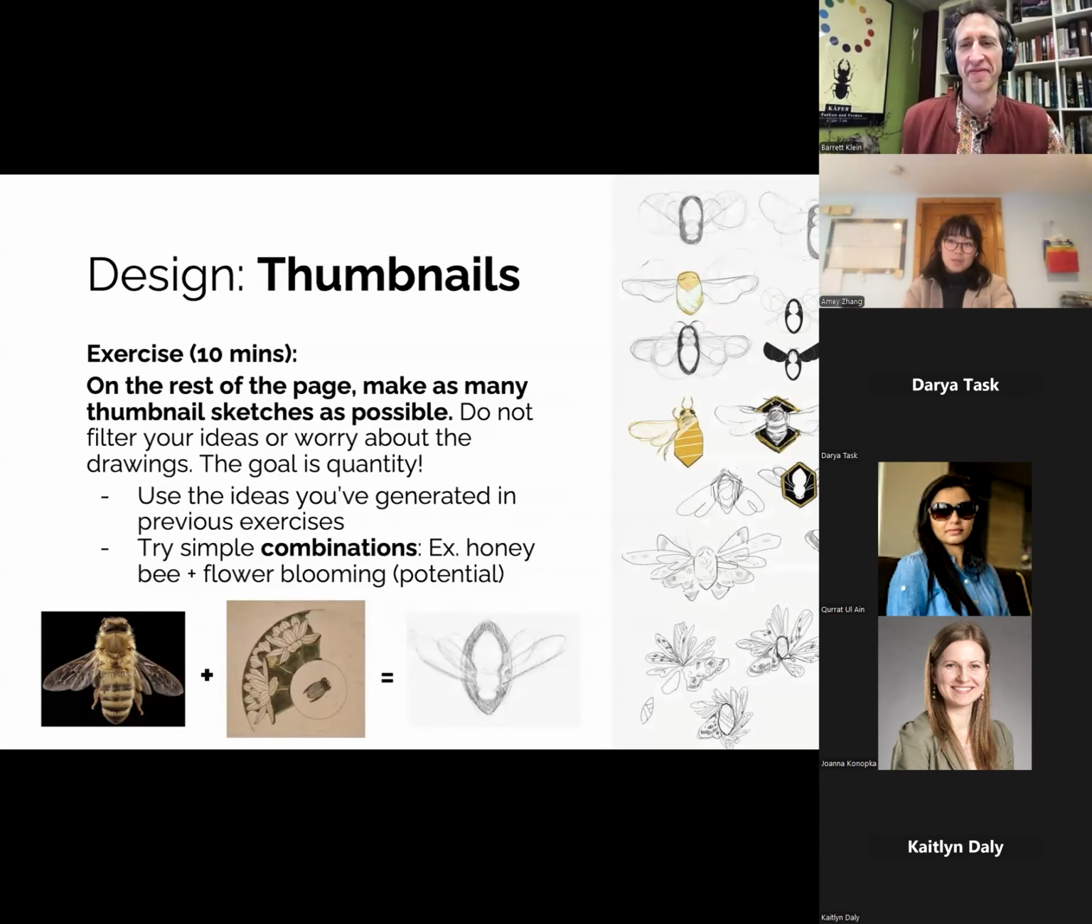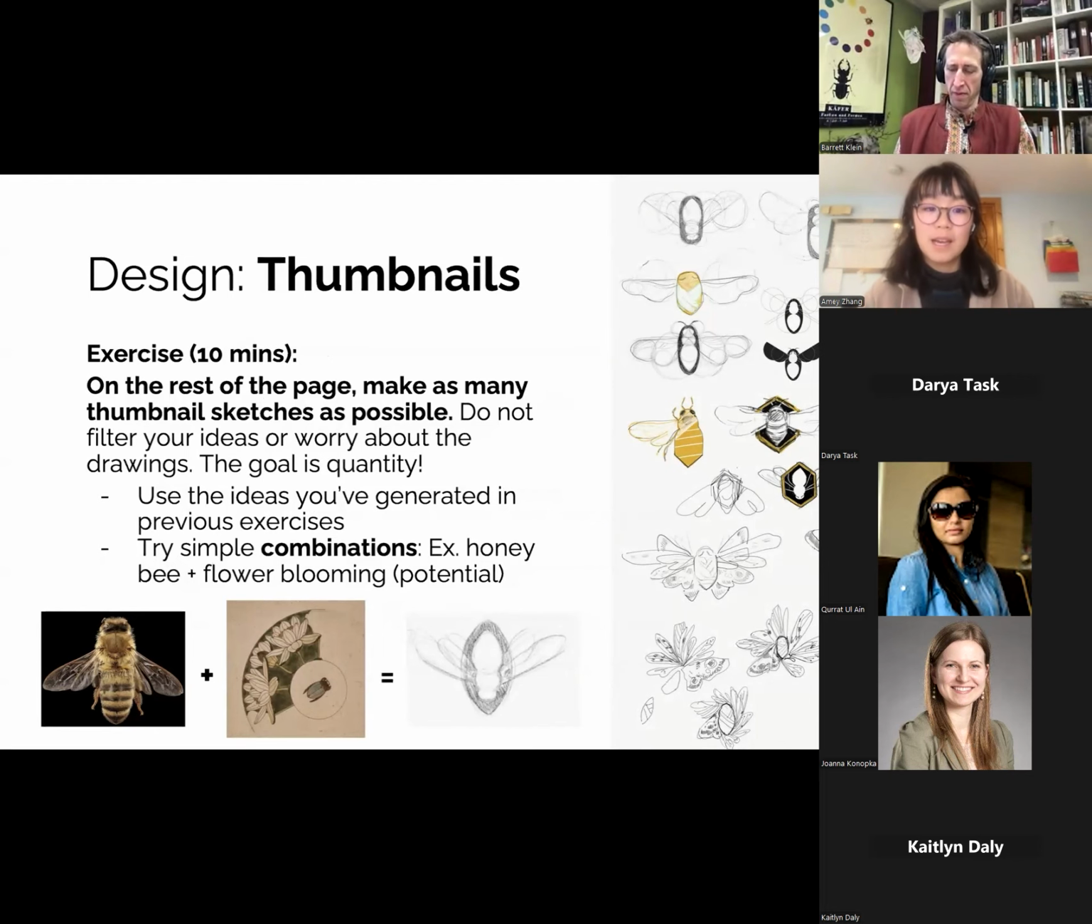Okay, so now this is one of my favorite stages of the design process, which is making thumbnails. So on the rest of your page, you are going to make as many thumbnail sketches as possible. I'd say at least 10, if you're curious as to what as many means. At least 10 thumbnails, but more if you possibly can. You're going to have a full 10 minutes to do so, and I'm going to really encourage you to use that entire 10 minutes.